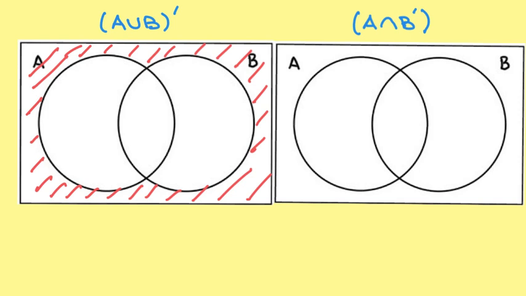In the second diagram, we want to know everybody who likes apples and doesn't like bananas. Well, that's here. These all like apples, but they don't like bananas.